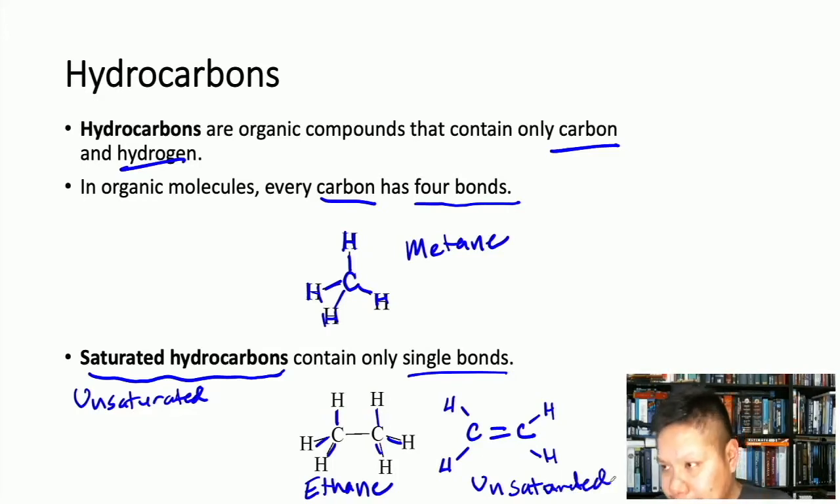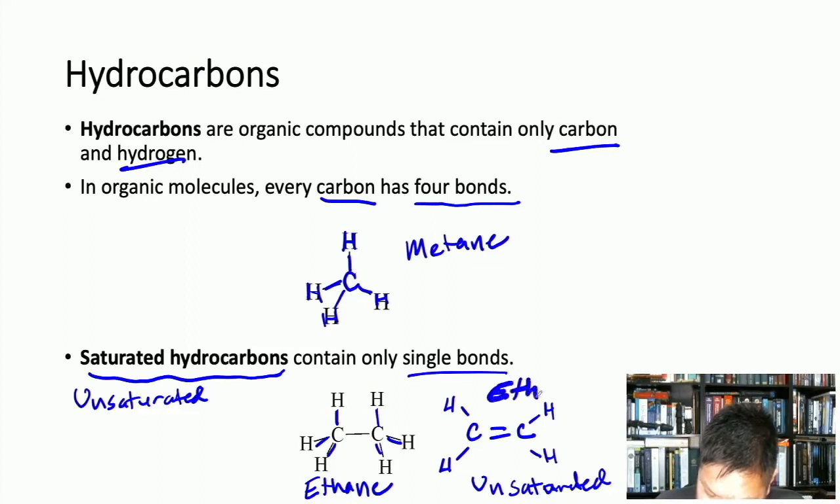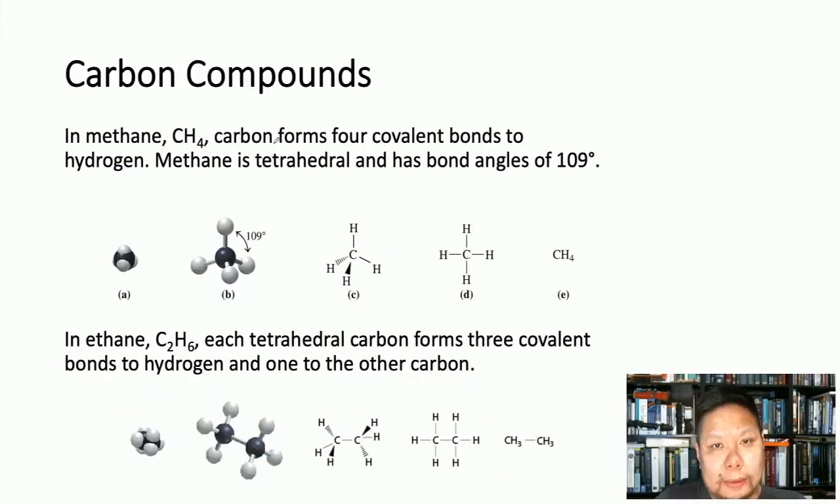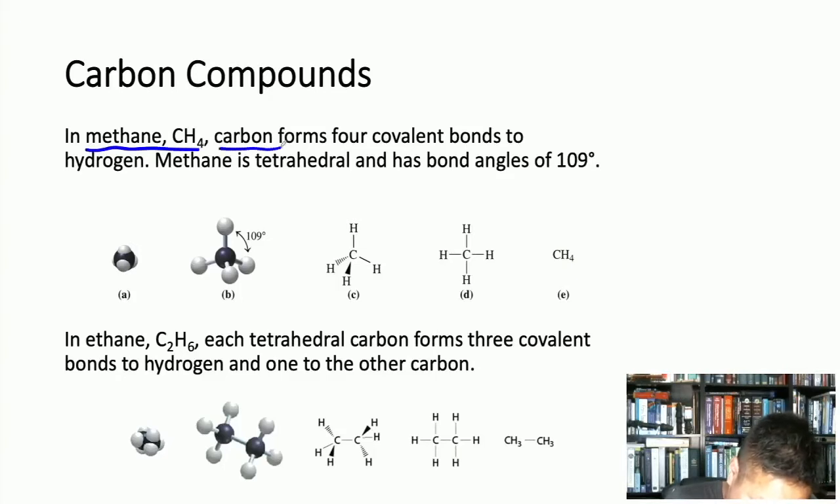Unsaturated hydrocarbon, right? We'll learn more about this when we start talking about alkenes, but this is named ethene. Now a little bit about the geometries of carbon compounds. We're using methane as our example again, right? It's got carbon in the center and 4 covalent bonds to 4 different hydrogens around it, right? That makes methane a tetrahedral geometry with bond angles of 109 degrees.